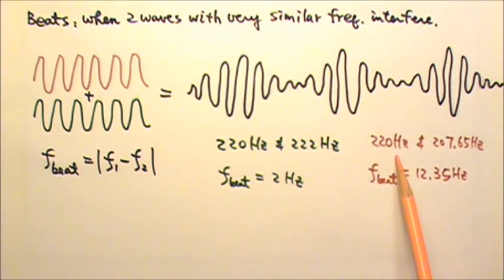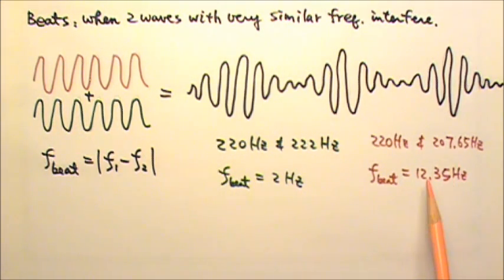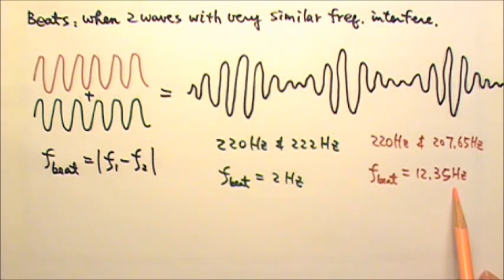This next one is the beating from a 220 Hz A3 note and a 207.65 Hz G-sharp 3 note. Their interference produces beats with 12.35 Hz frequency. This means the volume changes 12.35 times every second. The beats are happening too fast for us to follow the ups and downs in volume, but you may be able to tell that the volume fluctuates quickly and regularly.